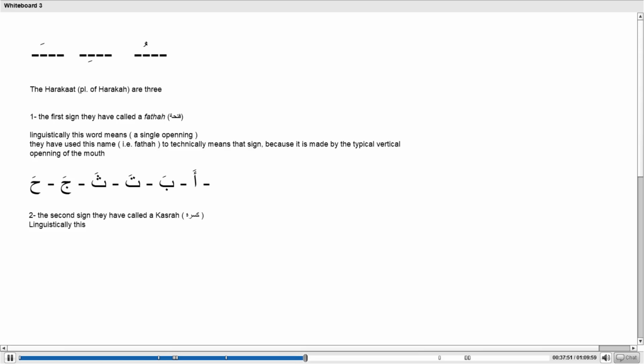Yes, you're right. So linguistically, the kasra, this word means what? A break. A breaking. Or let's say a single breaking. Okay? They have used this. Should the ha from kasra be from the middle throat as well? Inshallah, we'll explain that inshallah as we go along.